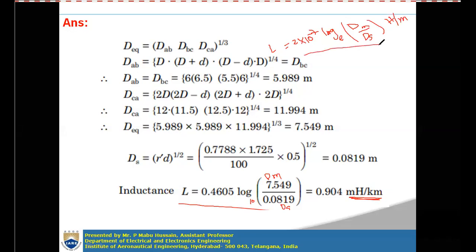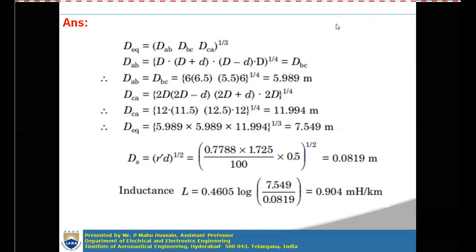If you remember this formula, you can use this, or you can use this formula also. So both are the same, right? In any case, you have to find out the dm or ds. Both dm and ds values you have to find. So mutual GMD and self GMD.